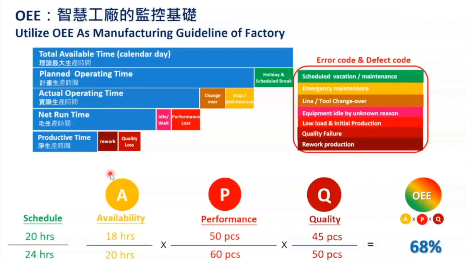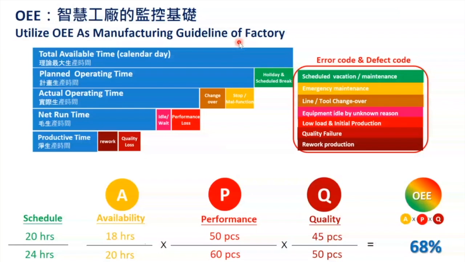So how do they actually achieve all this? By having more profit. They need to reduce the cost as much as possible. So how do you actually know where your money is being spent? This is where we come into the OEE. Because OEE is actually a standard to utilize as a manufacturing guideline for the factory.